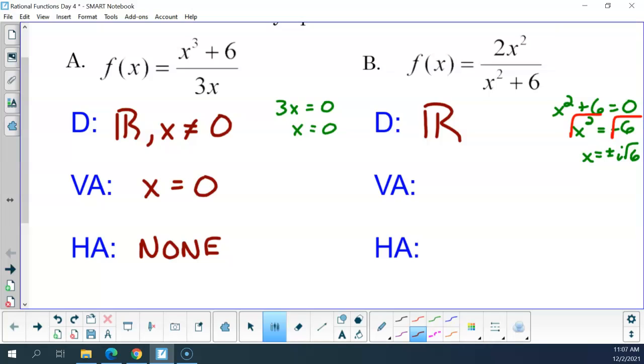Now, we could have also used a little logic too. If I put a negative number into this denominator, I square it. A negative number squared is positive. Positive plus 6, even more positive, not 0. Let's put 0 into the denominator. 0 squared is 0, plus 6 is 6, not 0. Put a positive number in there. Positive number squared, positive, plus 6, more positive, not 0. So this denominator can never be 0, so there are no restrictions. You can find it based on plugging in, or by solving it, either one.